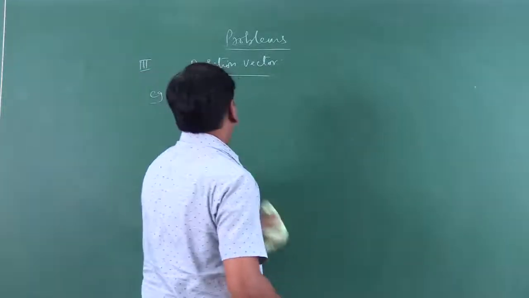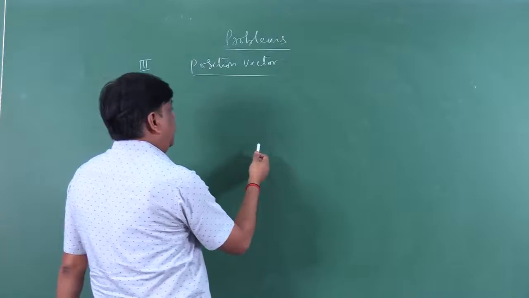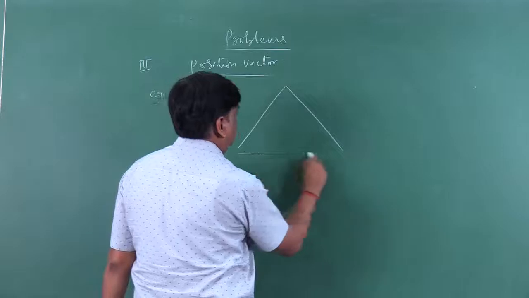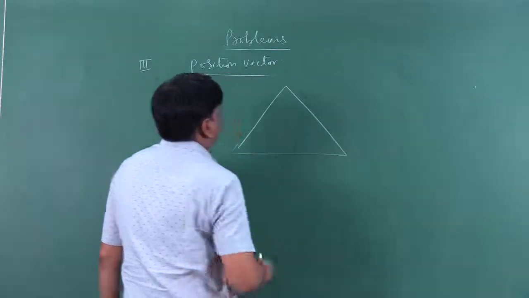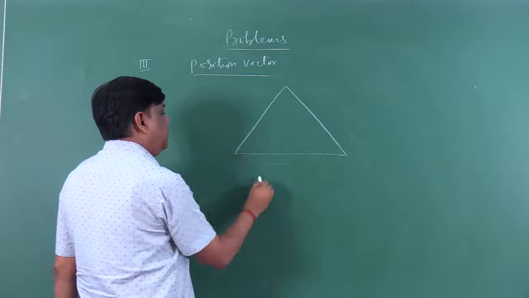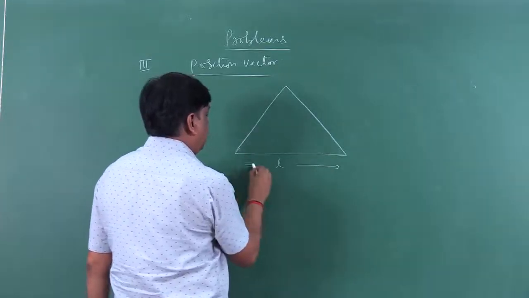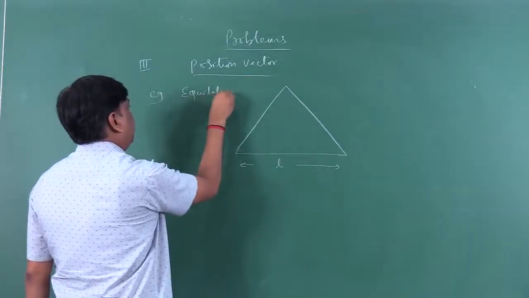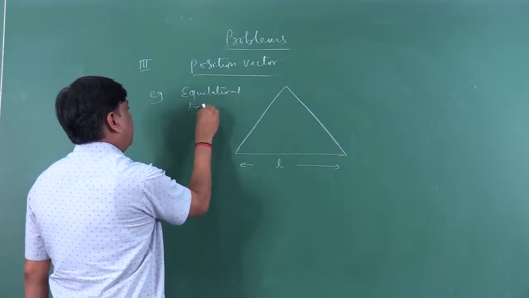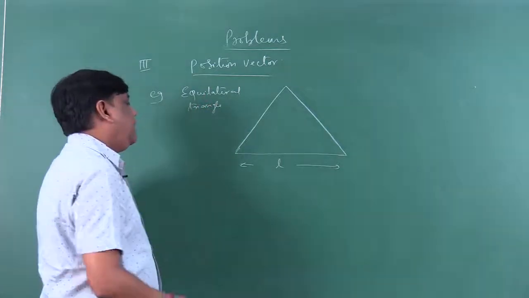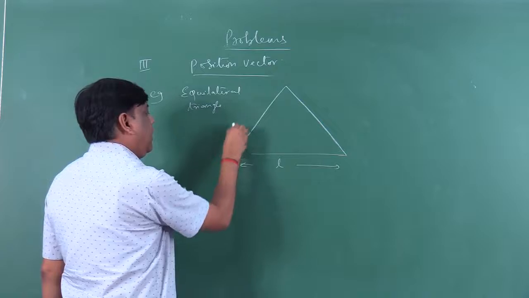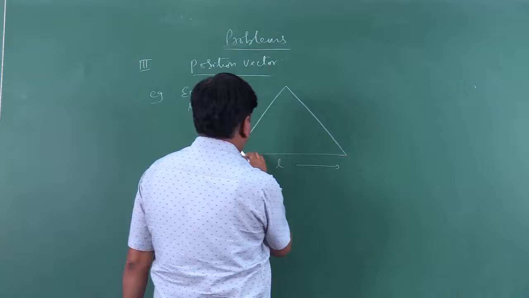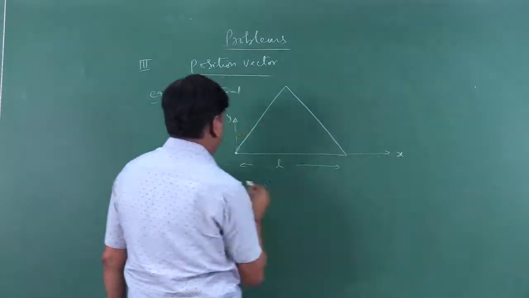Next, suppose we say कि a particle, और just consider कि there is a triangle. एक मान लो एक इक्विलैटरल ट्रायंगल है ना, और इस इक्विलैटरल ट्रायंगल का लेंथ दिया हुआ है बेटा L. सो L इज द लेंथ ऑफ दिस ट्रायंगल, इक्विलैटरल ट्रायंगल. And let us say कि the origin is selected here and this represents the y axis and this represents from the origin the x axis. So here is the origin.